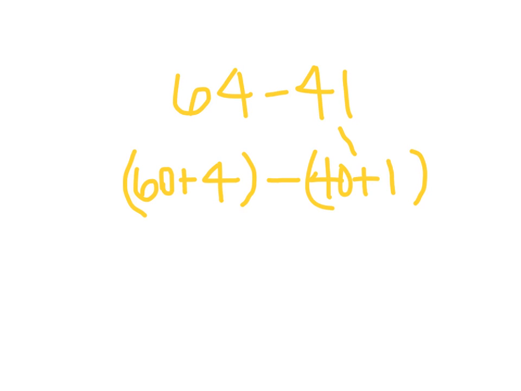All right, so we just split up our 64 and our 41. So now what we're going to do is we have our ones place. We always start with our ones place, and we have 4, and then we're taking away 1. And what's really good to do is always relating it to something in the real world.